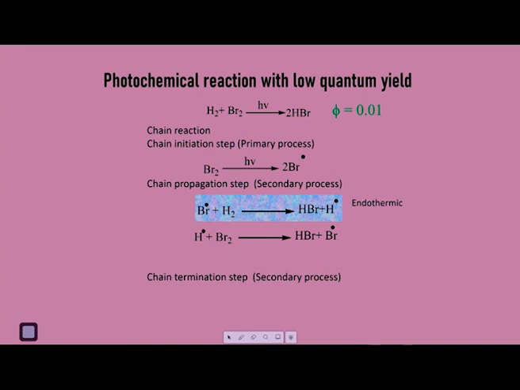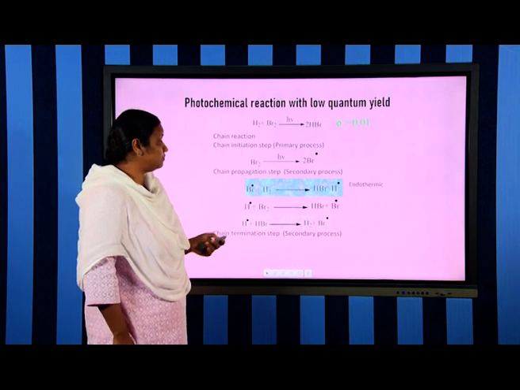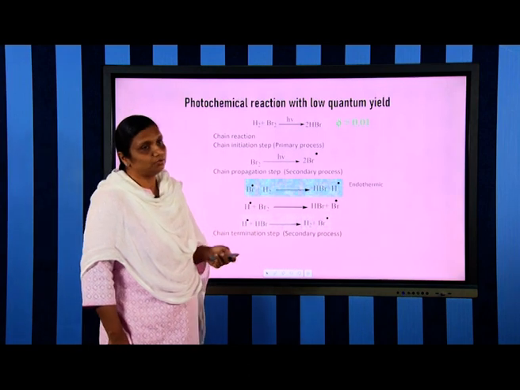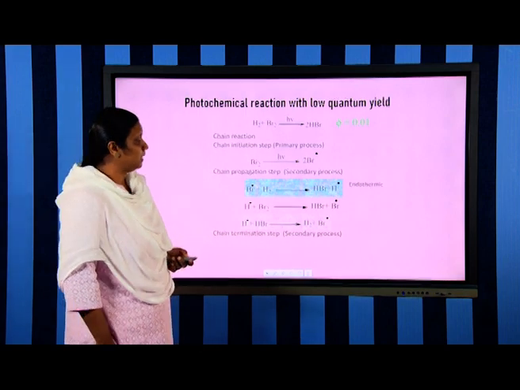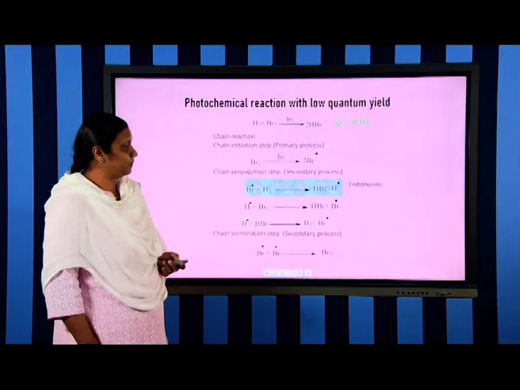And another possibility is that the hydrogen free radical formed reacts with bromine molecule to form HBr and bromine free radical. Now, the formed hydrogen free radical can combine with the HBr, that is a product, and form hydrogen molecule and bromine free radical. And in the termination step, 2 bromine free radicals can combine to form bromine molecule.